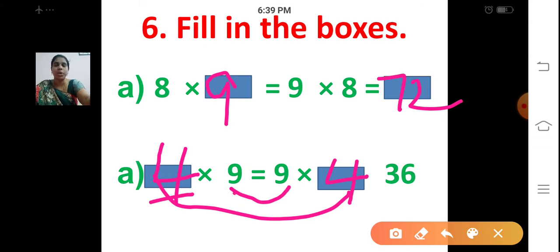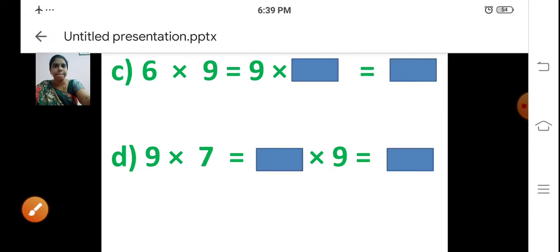So with 9, what number should we multiply so that we get the answer 36? 9 into 4. 9 fours are 36. So 4 into 9 is equal to 9 into 4. Now let's move on to the next one.